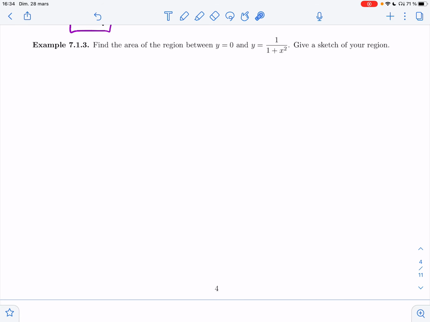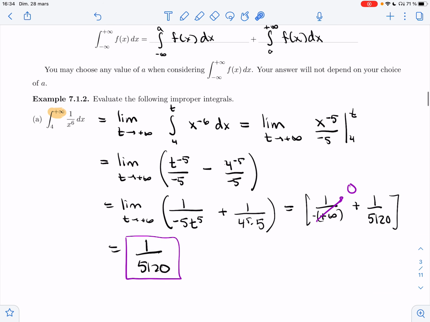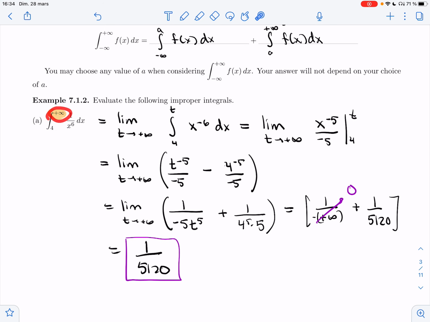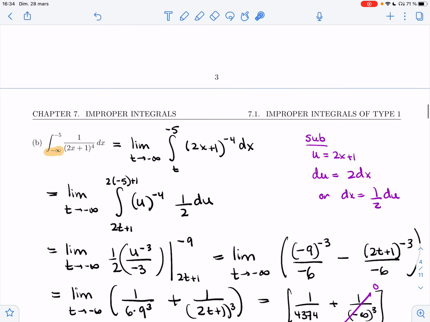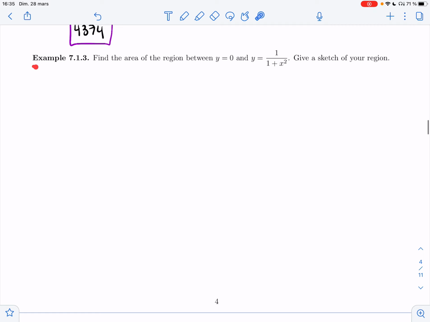All right, so far in the videos, we've seen how to integrate if we had a minus infinity as one of the bounds. We've seen an example where we had plus infinity as one of the bounds. Now I want to do something slightly different. Let's see what we get. Example 7.1.3, I want to find the area of the region between y equals 0 and y equals 1 over 1 plus x squared. Give a sketch of your region.